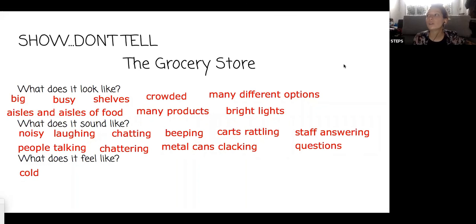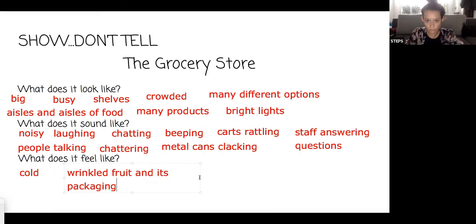Okay, I don't want to know how you feel. I want to know what kinds of things, we're talking about sensory language here. What kinds of things can you feel at a grocery store? Wrinkled fruit and its packaging. Good job. Wrinkled fruit and its packaging.